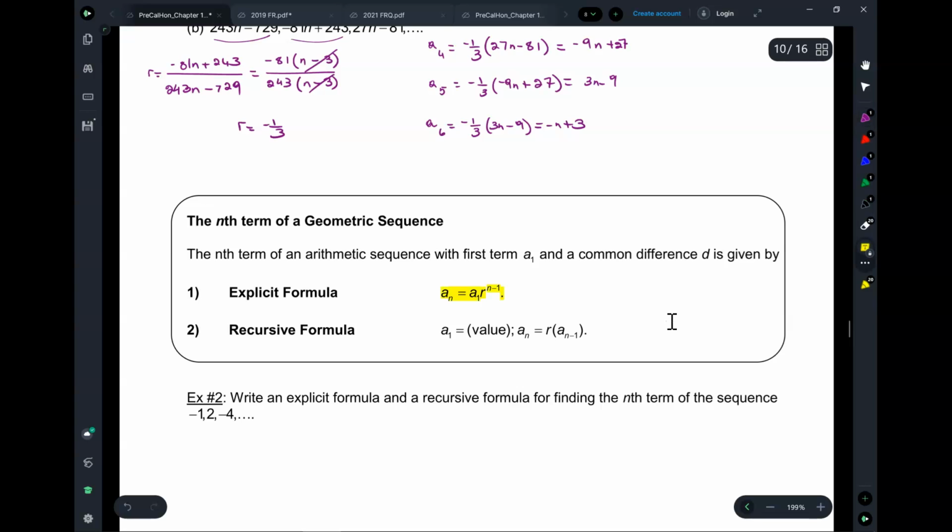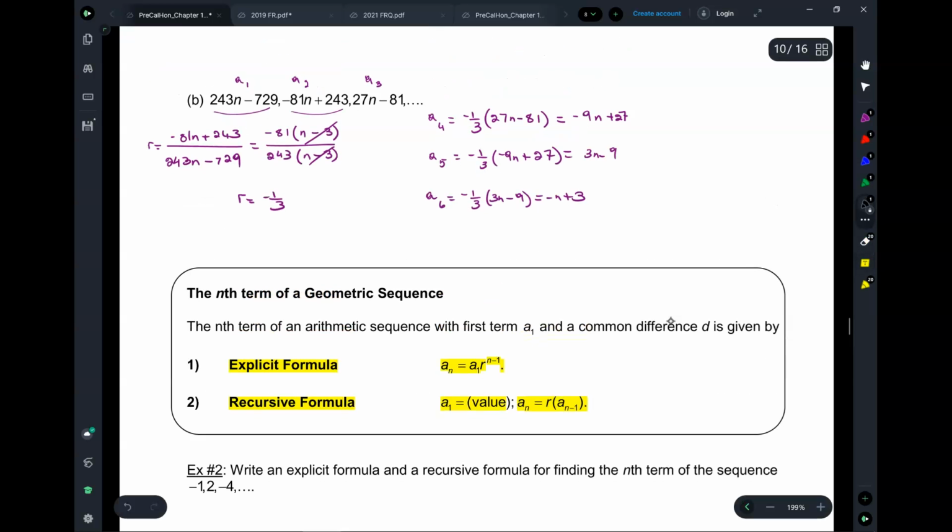Now, the recursive formula is A1 equals whatever value, and then AN is R times the previous term. Okay? All right.